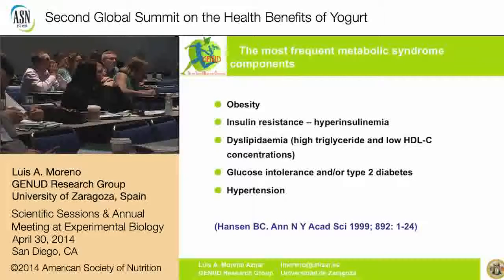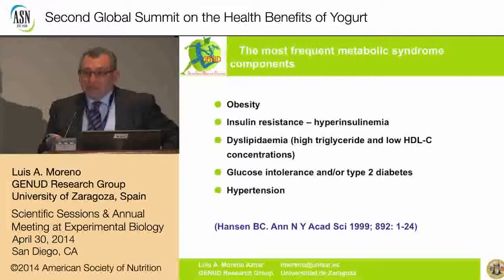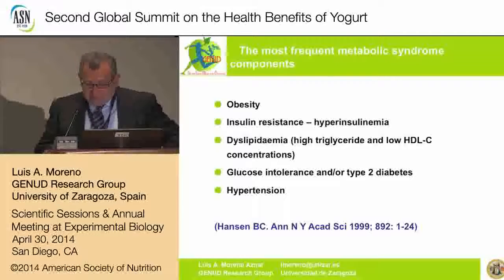In this regard, we can classify individuals, children and adolescents, as having the metabolic syndrome, or another strategy used mainly in epidemiological studies is to compute a quantitative score of the risk of complications related with the cardiovascular diseases.